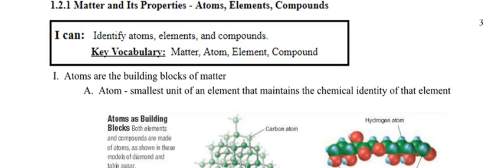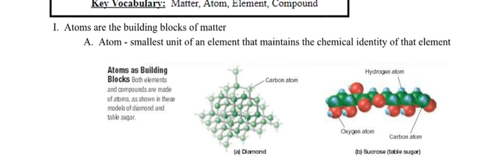So what's an atom? Well, that's a good question. Atoms are the building blocks of matter. An atom is the smallest unit of an element that maintains the chemical identity of that element. Let's see how this picture helps us out here. It says atoms as building blocks. This is considered an element. Why? Because they're made up of atoms, see that? But these are all the exact same atoms. So diamonds are made up of all carbon atoms, and how they're arranged is what gives the diamond its qualities.